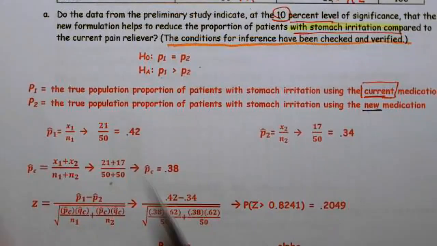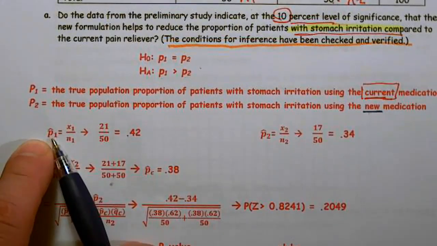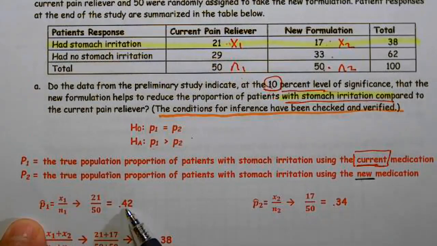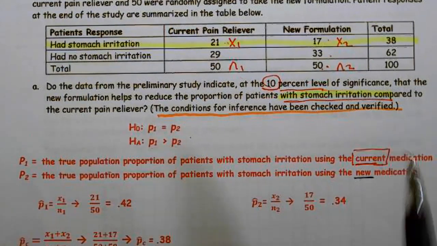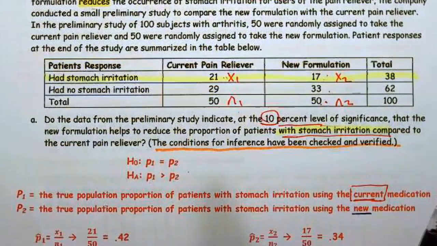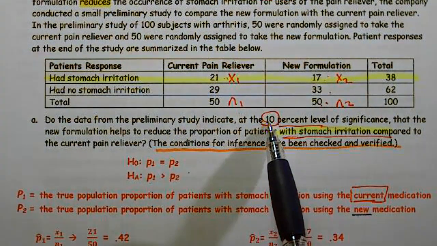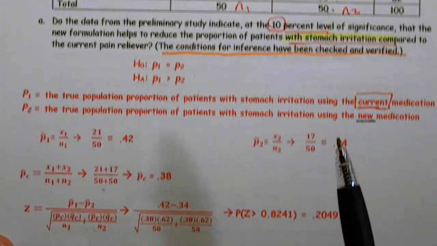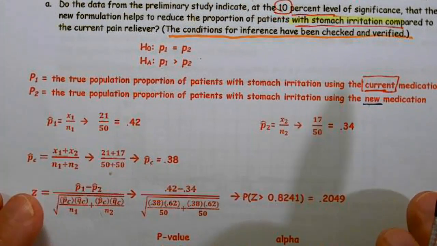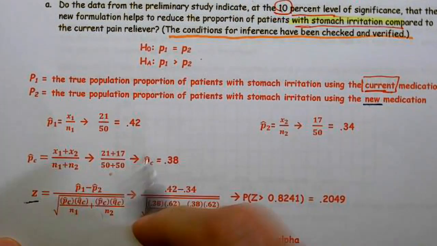So p-hat 1 is X1 over N1. Well, that's just the X1 and N1 that I referred to here: 21 over 50 equals 0.42. P-hat 2 is X2 over N2, which is 17 over 50, equals 0.34. Now, a key phrase in here is that they're testing at the 10% level. So this lets me know I'm going to be using a hypothesis test. And if I'm doing a hypothesis test, please remember it's always going to be a Z if we're working with proportions.